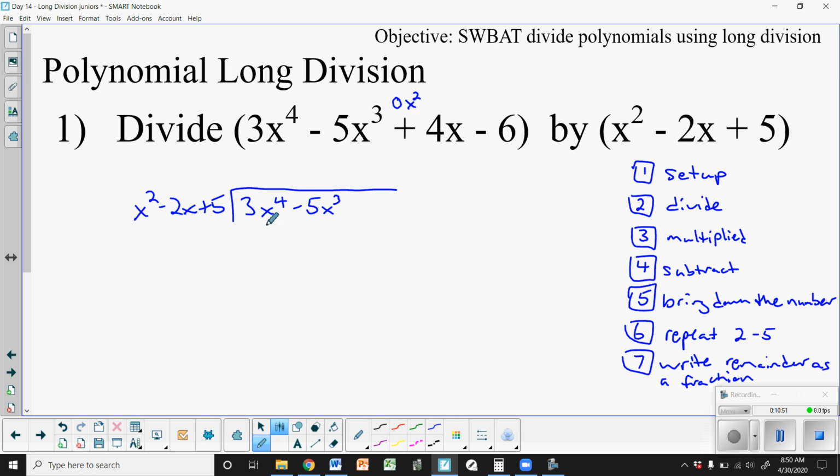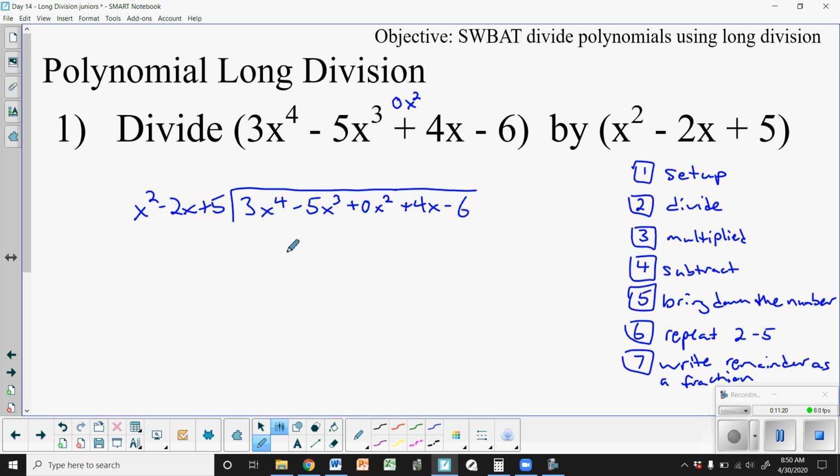And in polynomial long division, if we were dividing this as a number, there would be a 0 there if there wasn't anything. So we still have to put a 0 in. So we have to write plus 0x squared. That's part of the setup, to put in these missing terms. All right, plus 4x minus 6. So first step, setup, we got it.